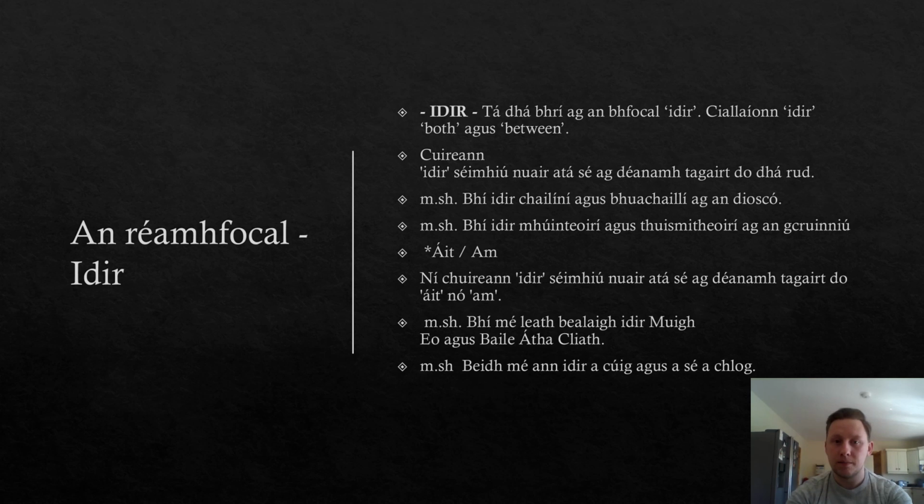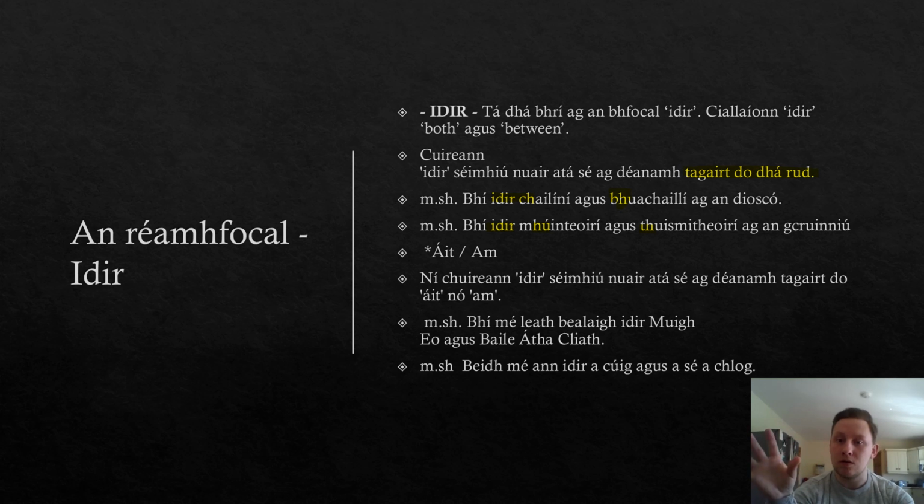Moving on to the preposition idir. Idir has two meanings in Irish: it means both, and it also means between. We use idir plus Séimhiú when we're referencing two things, as you see highlighted here. For example, bhí idir chailíní agus buachaillí ag an disco. There were both girls and boys at the disco. Another example: bhí idir mhúinteoirí agus thuismitheoirí ag an gcruinniú. There were both teachers and parents at the meeting. Again, you'll see at the top idir chailíní, with the Séimhiú here, agus buachaillí ag an disco.